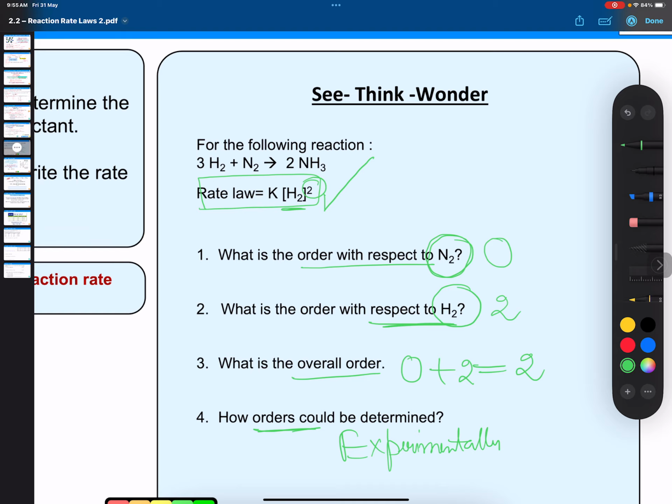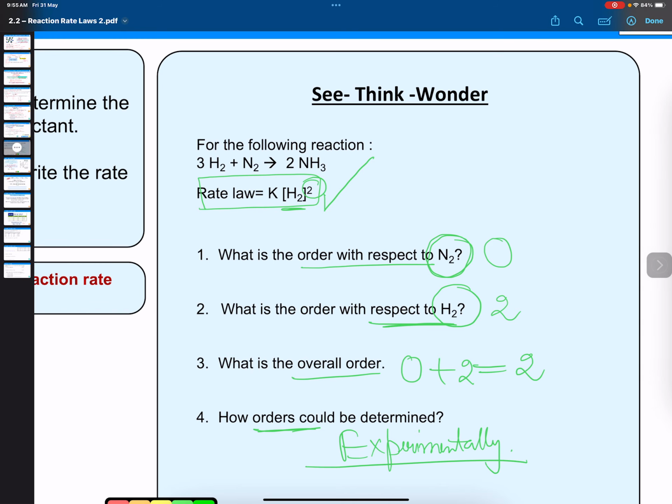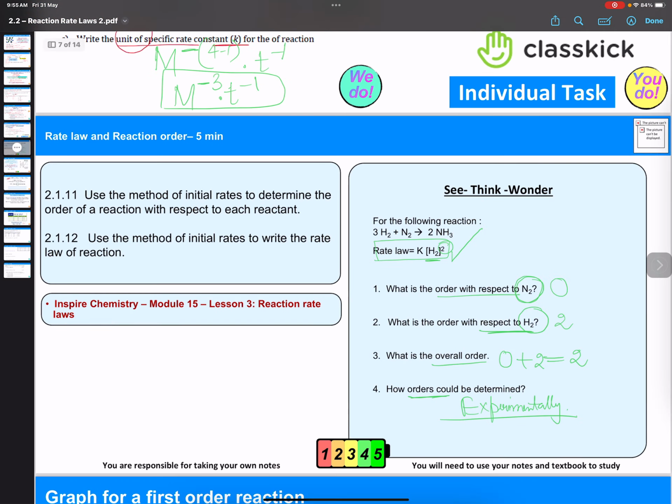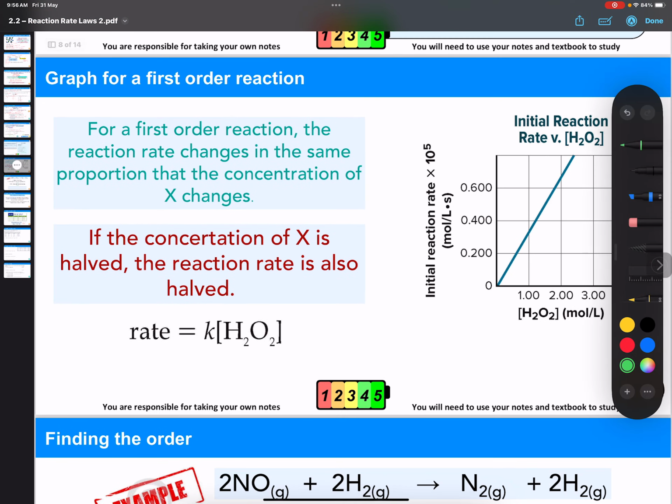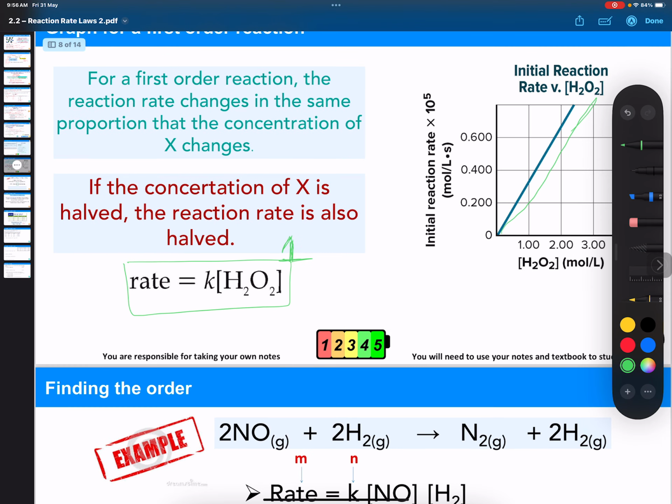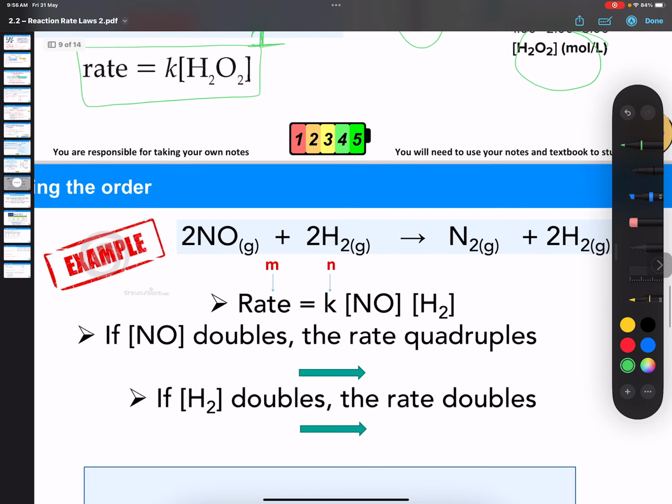So you will be provided the data in the exam to solve the question. Just a quick one: whenever you look at the rate law and it shows a first order reaction, you always have a straight line on the graph between initial rate and the concentration of H2. As you change the concentration of H2, the rate will change directly.